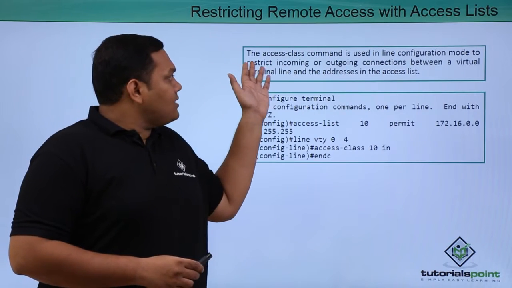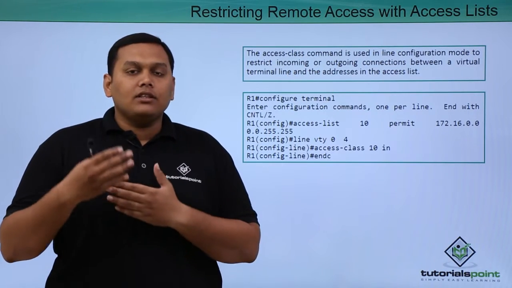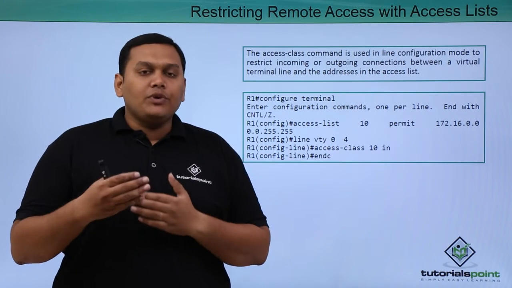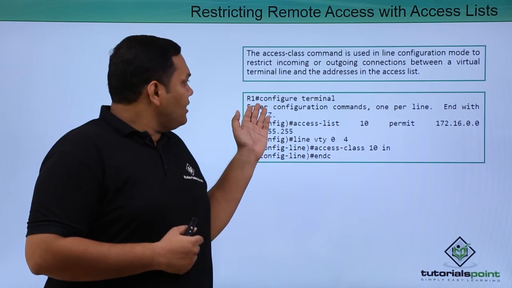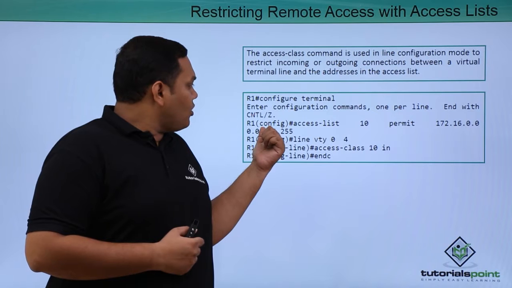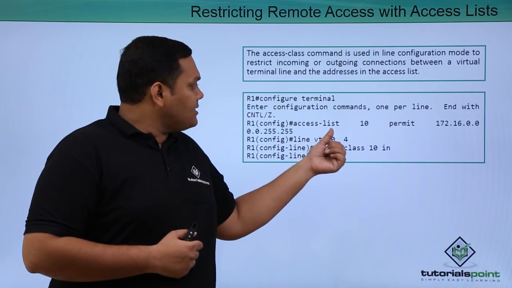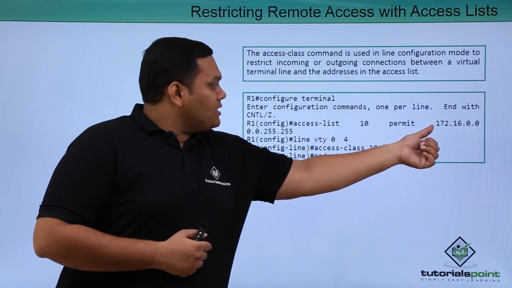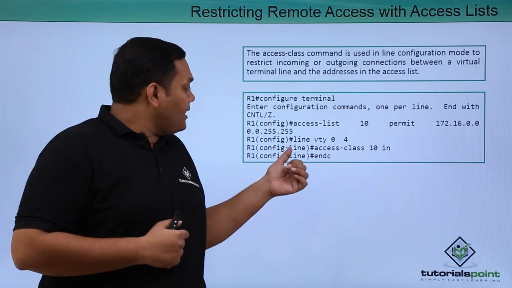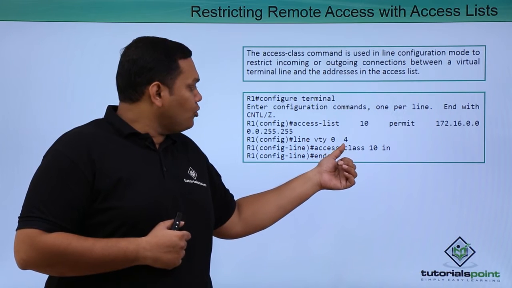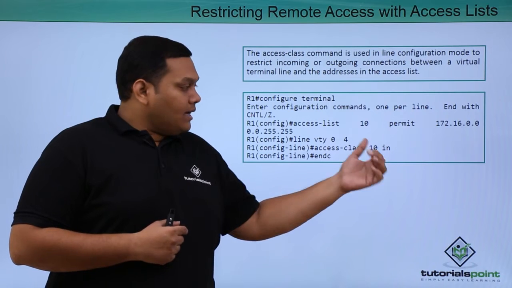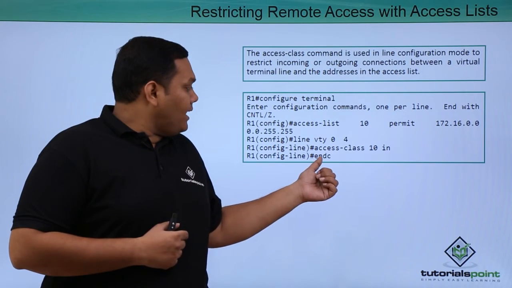The access-class command is used in line configuration mode to restrict incoming and outgoing connections between the virtual lines. If you enter the router using configure terminal, it will take you into configuration mode. Then, access-list 10 permit this IP address with this wildcard mask. Then you give the command line vty 0 4, access-class 10 in, for the incoming traffic.